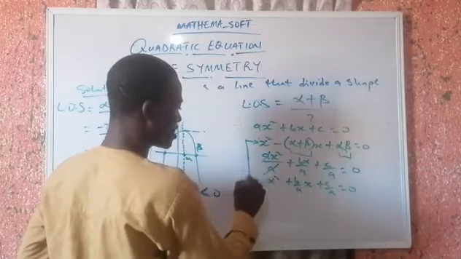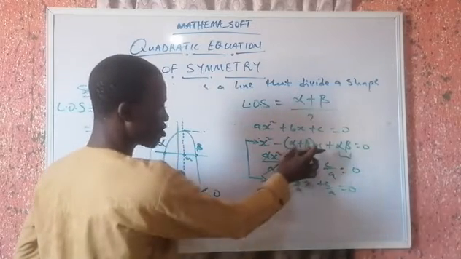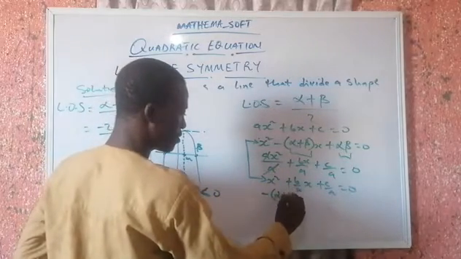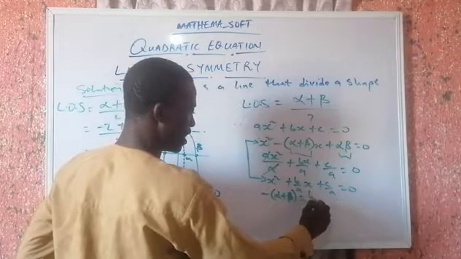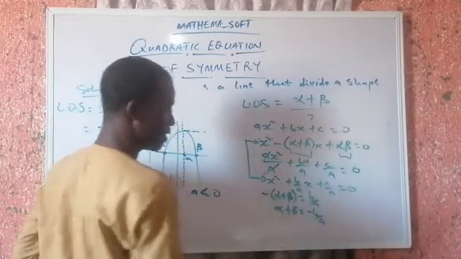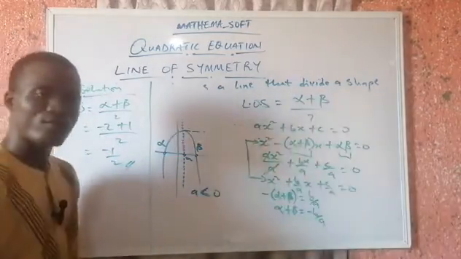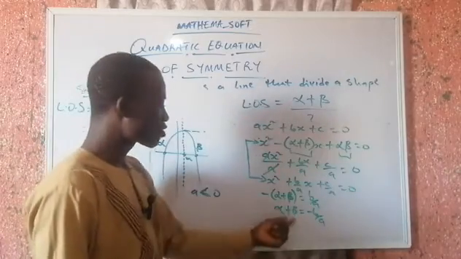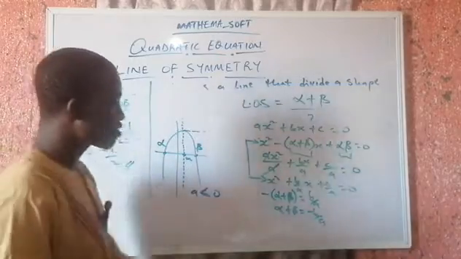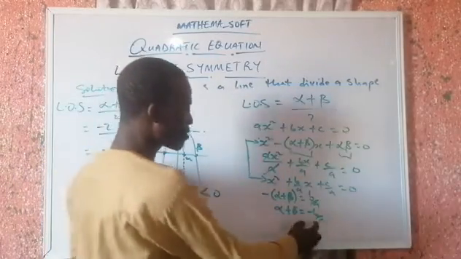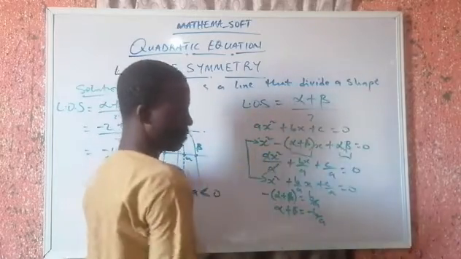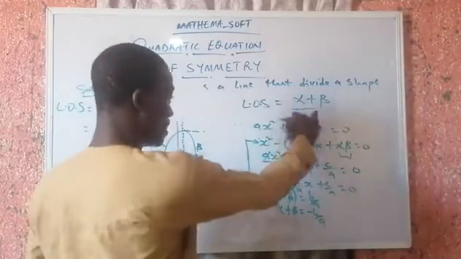So if we compare this directly with this, we will see that our sum of roots, which is minus (alpha plus beta), equals b over a, and then the sum of roots alpha plus beta equals minus b over a. So you recall from those previous lessons that sum of roots is equal to minus b over a. So because we know that our sum of roots is minus b over a, let us substitute minus b over a for this sum of roots, which is alpha plus beta, in this line of symmetry formula.